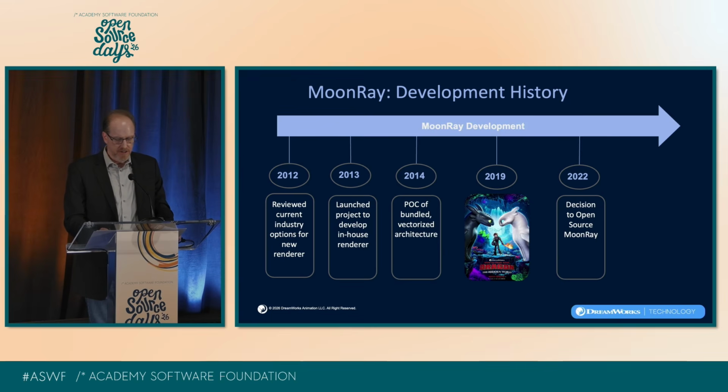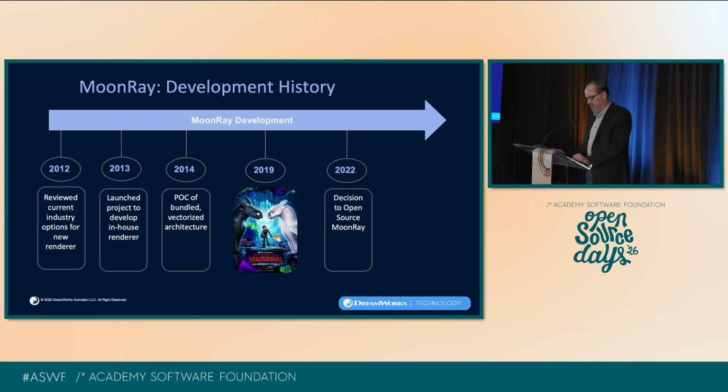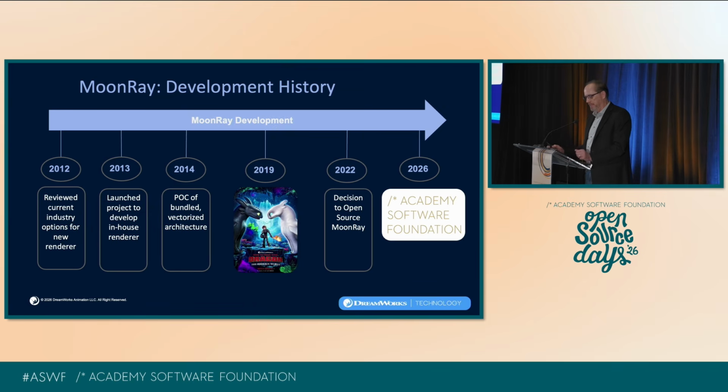And we thought it could actually become a much better product in the open source community. And if you just look at some of the successes of things like OpenVDB, you can see that that truly is the case. So we decided to untether Moonray from our studio, and in 2022, we had the decision to open source it. And of course, that would later lead us to where we are, as the latest member project of the Academy Software Foundation.